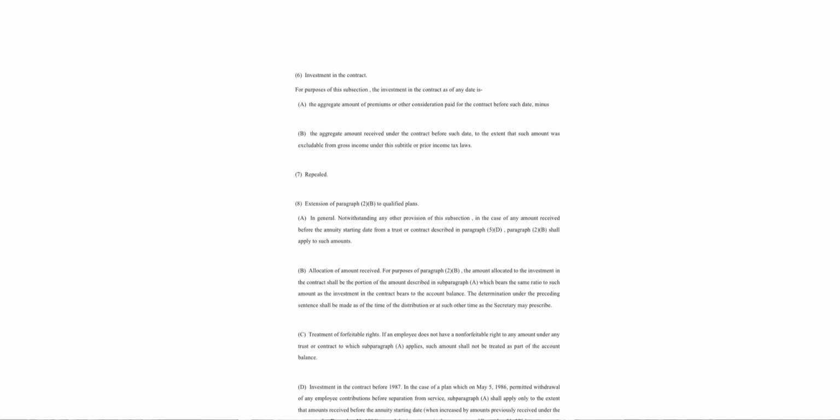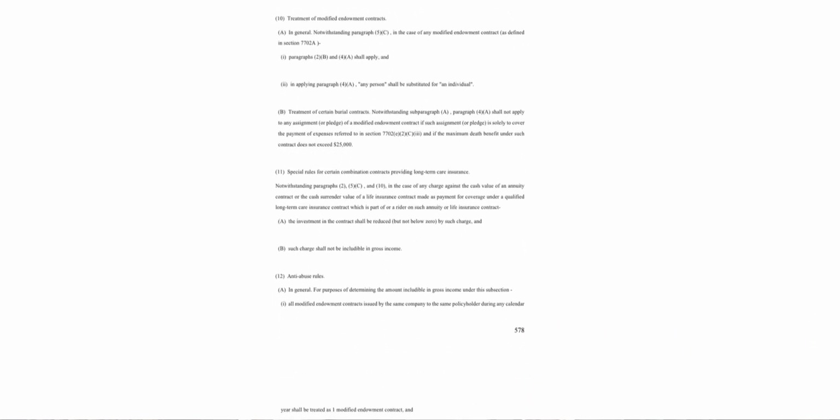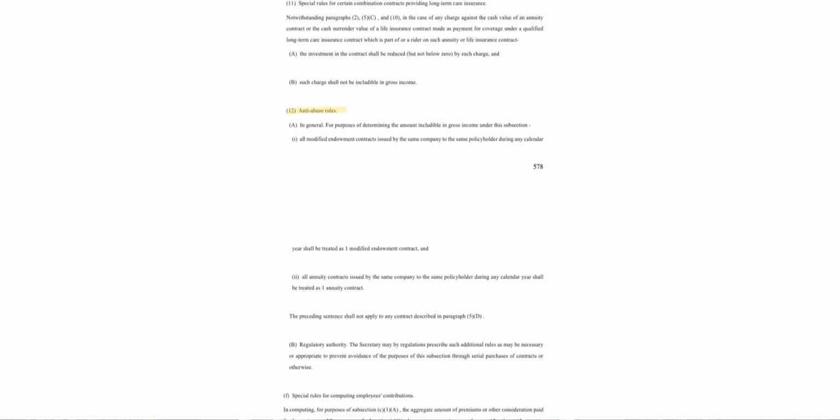You'll actually see throughout the code section, you might see some areas that are repealed. If they're repealed, that means that Congress took out that language. They no longer wanted that in the law. Anti-abuse rule. I mentioned in the top 100 tax code section video that a lot of the complex tax law that we have is what's called anti-abuse rules. So basically the idea is that anti-abuse just means that Congress is trying to create rules to stop loopholes.